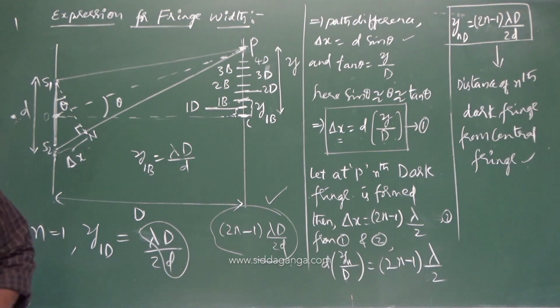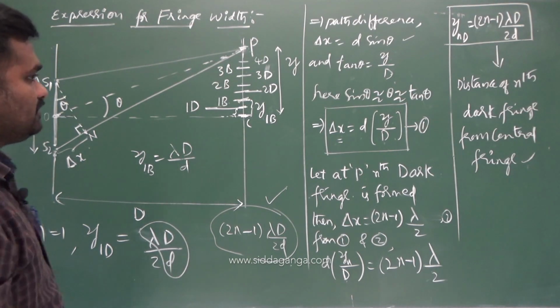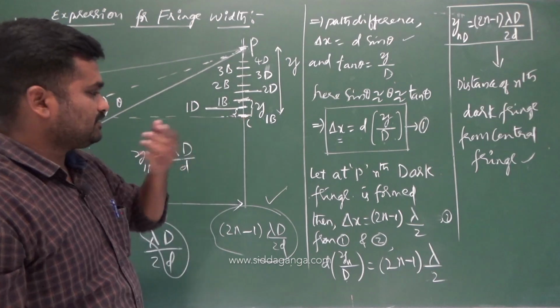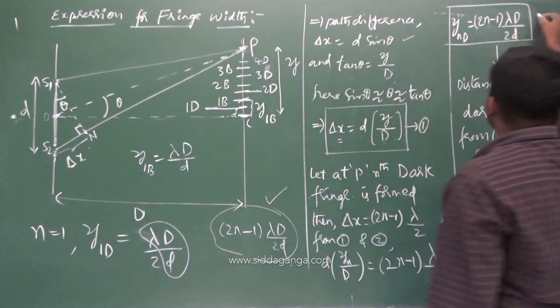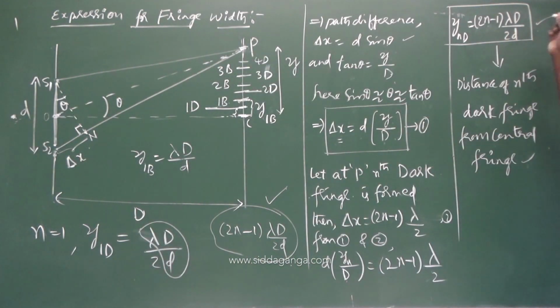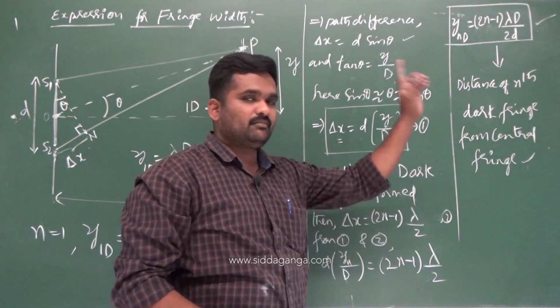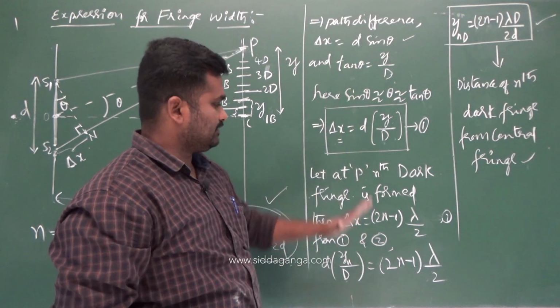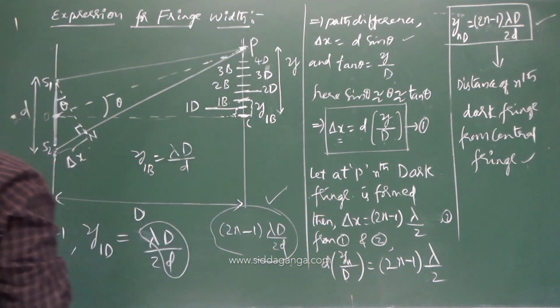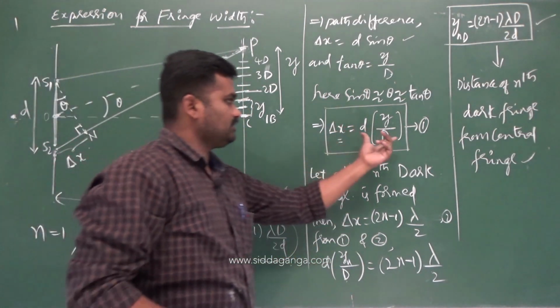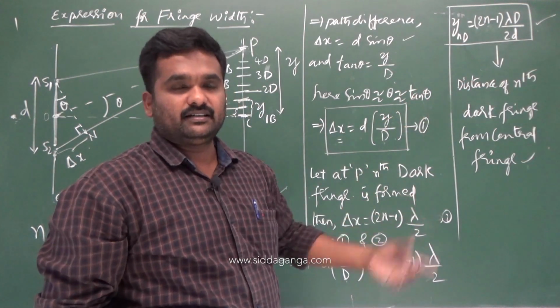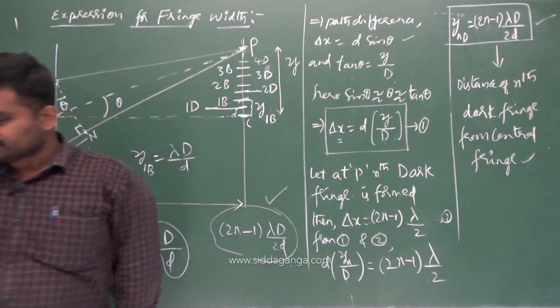Okay. So that is about the distance of nth dark fringe from the central fringe. What is the formula? 2n minus 1 into lambda capital D by 2d. Distance of nth bright fringe means n lambda capital D by small d. However it is, both are the same. So I hope you got these 2 points, the distances of nth dark and nth bright.